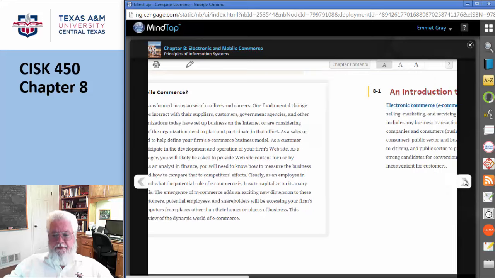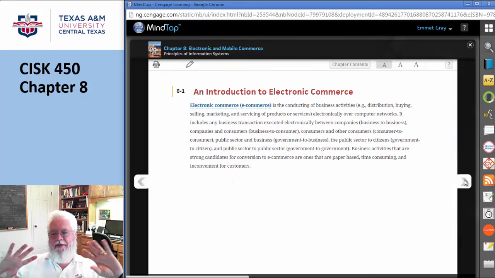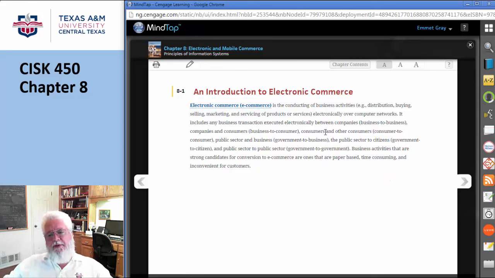Okay, the first thing is to start talking about definition of terms. What is electronic commerce? Their definition is pretty good, but essentially, if you were to cut this paragraph down into a nutshell, what it basically says is doing business over the internet. That's it. That's all e-commerce is. It's not really anything fancy.